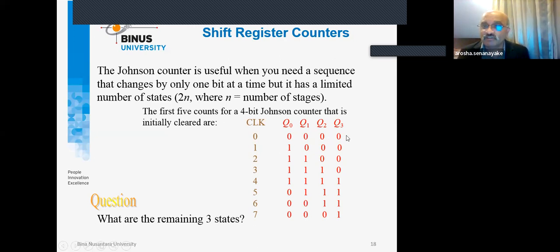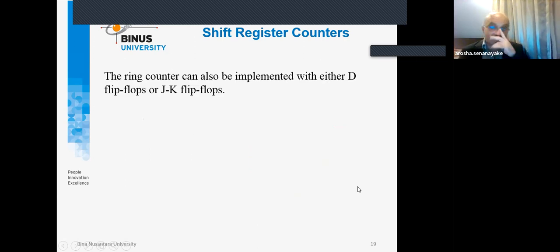Initially cleared 0 0 0, and then how the Johnson counter counts, of course, is based upon what? From one clock pulse to the other, only 1 bit will be changed, 1 bit at a time. So it is very important to understand.